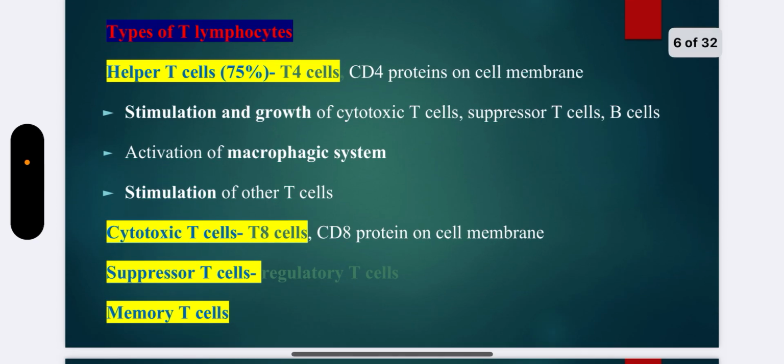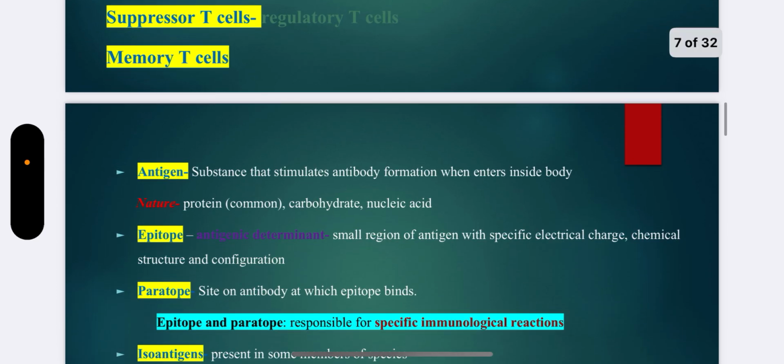So this is a detailed explanation about T lymphocytes. As you can see here, helper T cells express CD4 proteins on their cell membrane. Cytotoxic T cells express CD8 proteins. Suppressor cells are also called regulatory T cells, and then there are memory T cells.